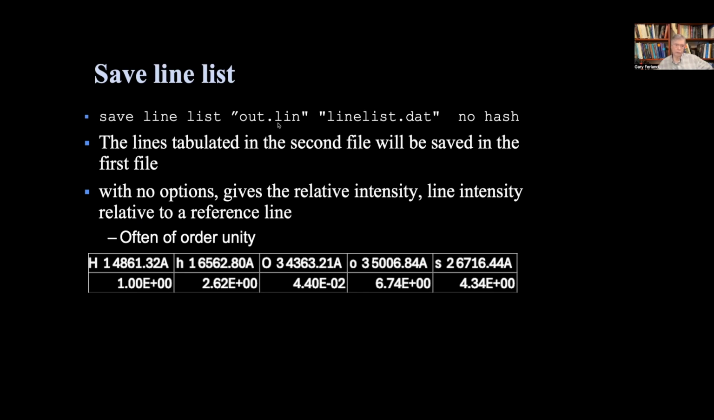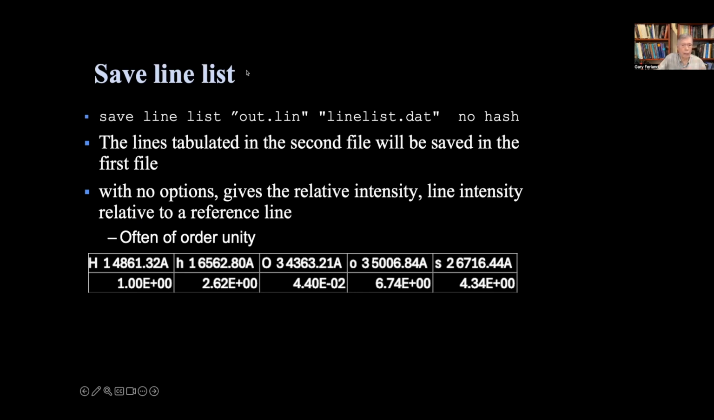So you can view this as algebraically A equals B. So B is the specification of the lines you're interested in. A is the predictions that come out. So the lines tabulated in the second file will be saved in the first file.